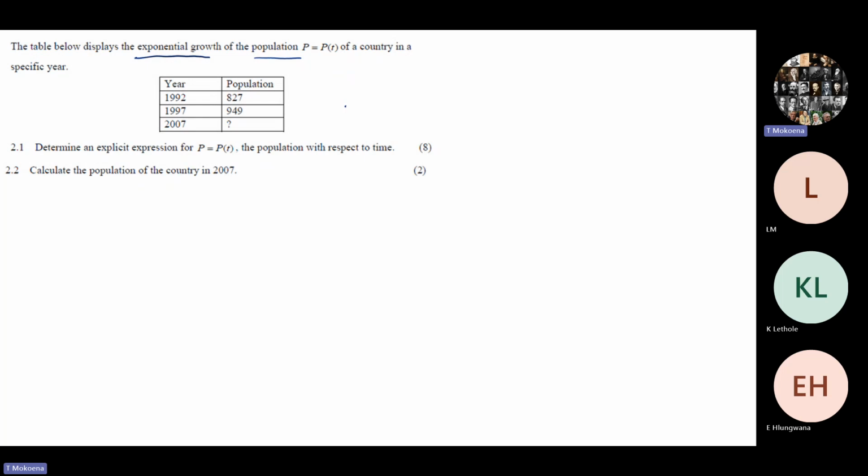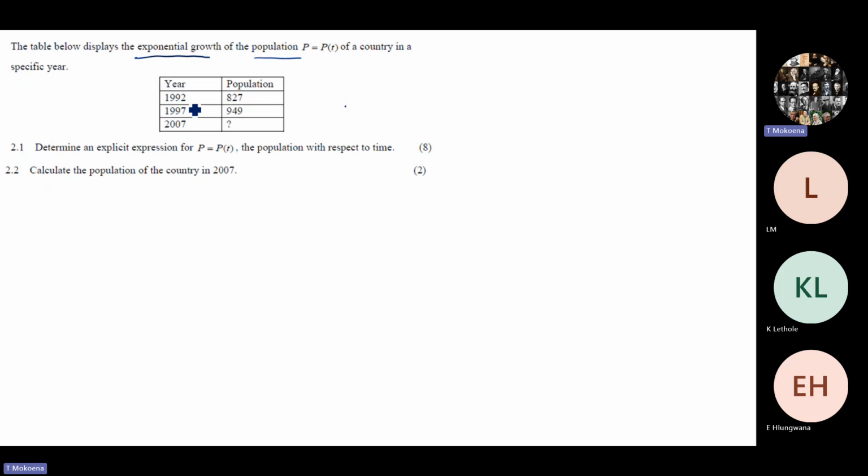All right, so it says that the table below displays the population growth. Here, population is noted by a letter P. P is equal to P at T of a country in a specific year. Oh, okay. We're talking about the population growth here over years. We can see that we have years 1992, 1997, 2007. And then what's happening with the population? By just looking at these numbers, we can see that the population is increasing.